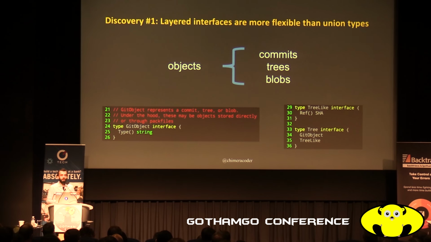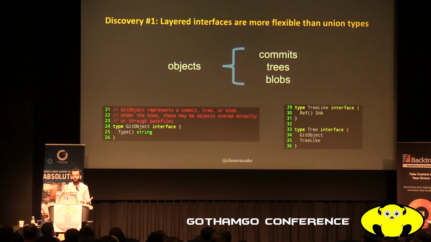Layered interfaces are more flexible than union types, and they give us better type safety. As you saw, Git already stores everything as objects, but there are different kinds of objects. And in C, we handle this using union types. But since we're using Go, we can do better than that. In Go, we have interfaces. And if we layer our interface types in Go, we can get all of that same flexibility of union types and more, but with additional type safety.